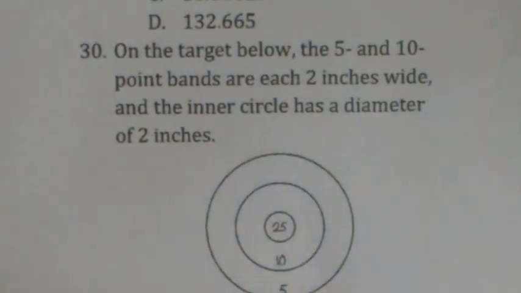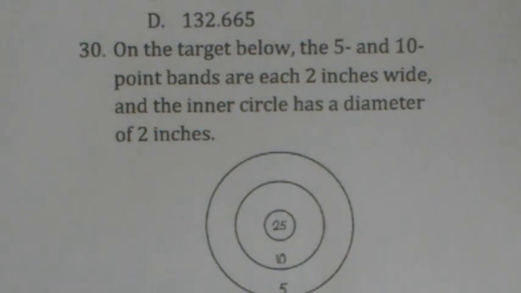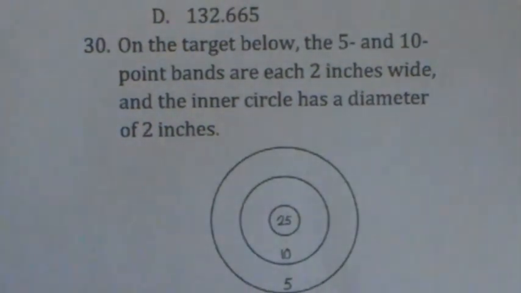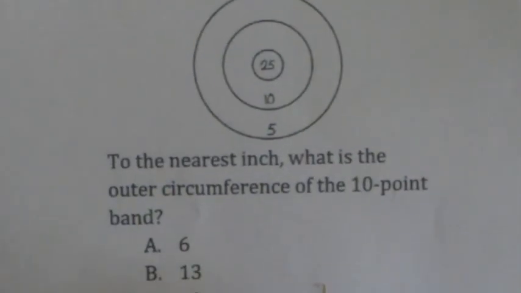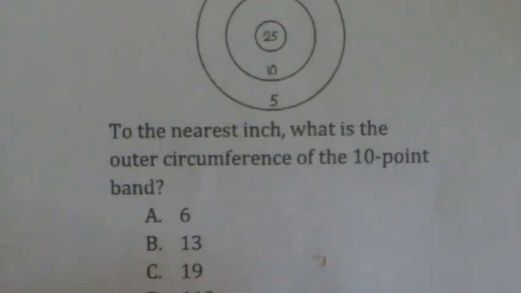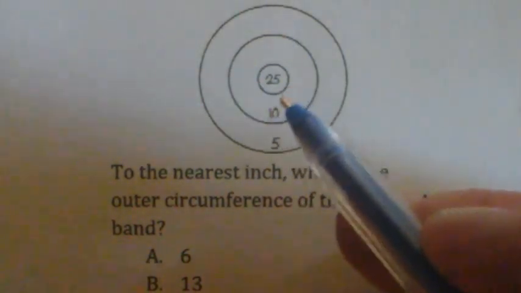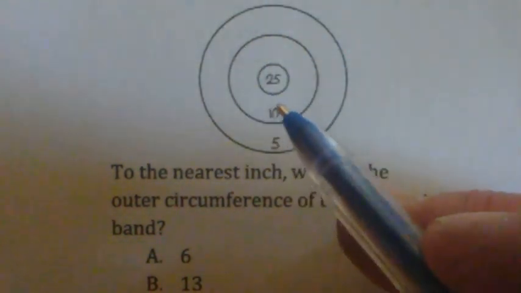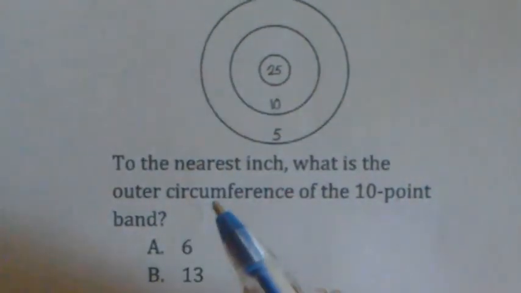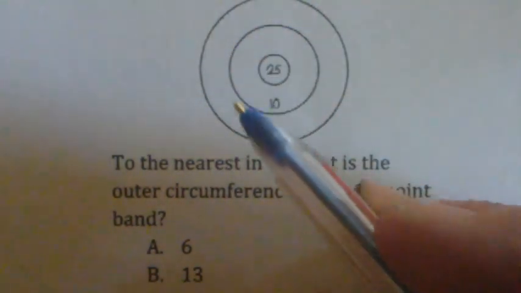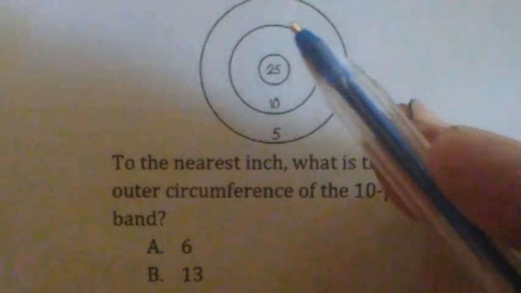On the target below, the 5 and 10-inch point bands are each 2 inches wide, and the inner circle has a diameter of 2 inches. To the nearest inch, what is the outer circumference of the 10-point band? So here's the 10-point band. This one here. If you throw a dart there, you get 10 points. And there are 2 circles, the one on the inside and the one on the outside. They ask for the outer circumference. They want this circle right there. That's the one they're talking about. It's on the 10-point band, and it's the outer one.